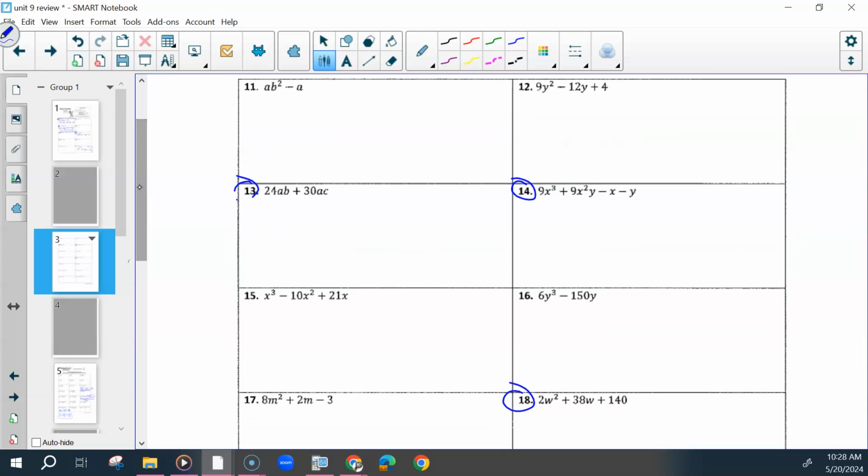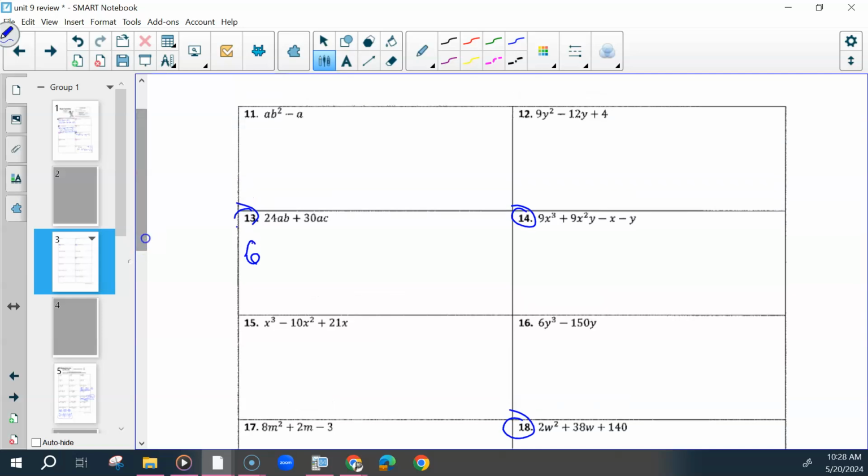So starting with 13, we have two terms. How could we start to factor that? GCF. What would the GCF be? 6. 6 would be the highest. 6a. And what would be left? 4b plus 5c. Can I do anything else with that? No, that is it.